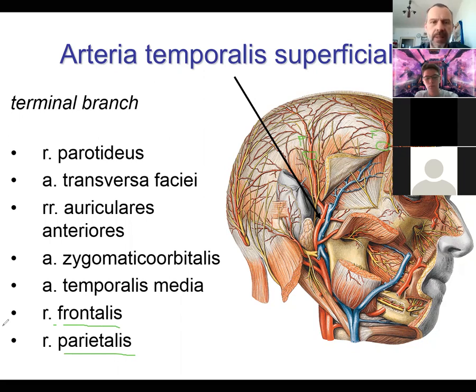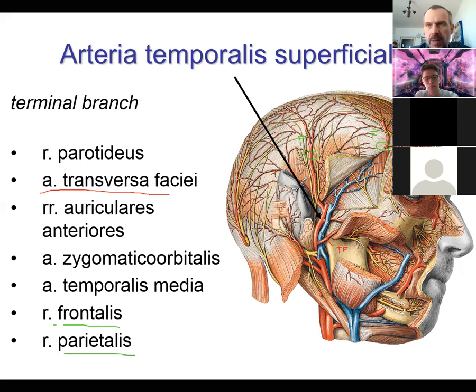And now we can see that there are other branches. So the largest is the transverse facial artery. The transverse facial artery is this one. It goes transversally across the masseter muscle towards the zygomatic bone. And it runs not far from the parotid duct.